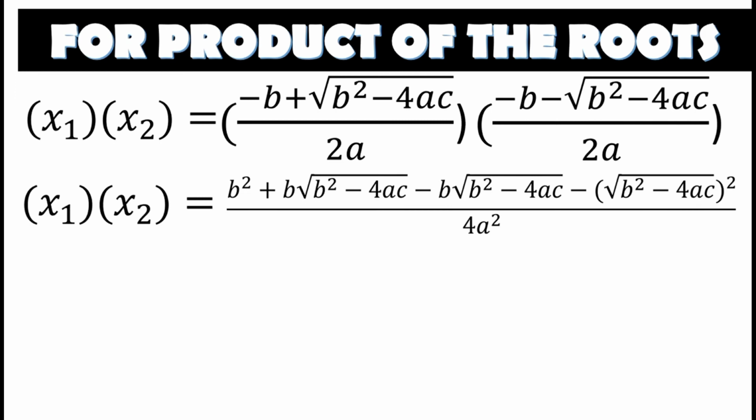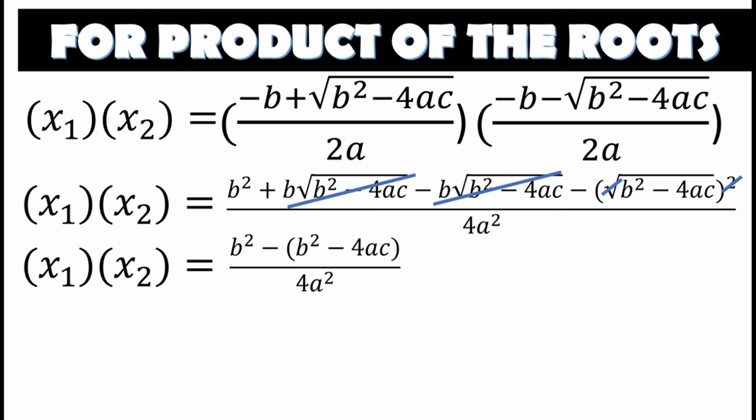We simplify the numerator using the FOIL method. Then we cancel out b square root of b squared minus 4ac and negative b square root of b squared minus 4ac. Likewise, the radical in the square root of b squared minus 4ac squared, because by the rules of radicals, if the index and exponent are the same, we can cancel them out. What is left is b squared minus the quantity b squared minus 4ac, all over 4a squared.